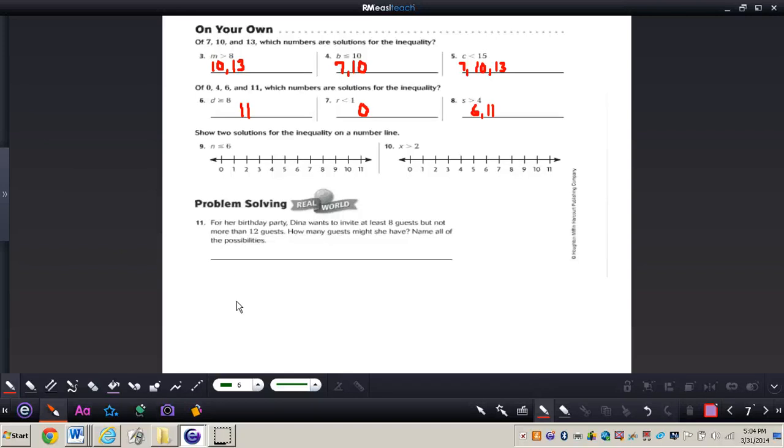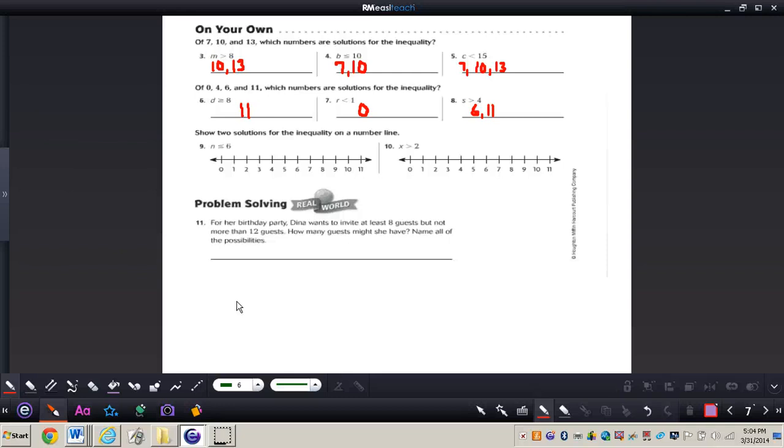Okay, so we have number 6, we have 11 because 11 is greater than 8. Number 7, 0 because there was only one number that was less than 1. And for number 8, we have 6 and 11 because both of those numbers are greater than 4.